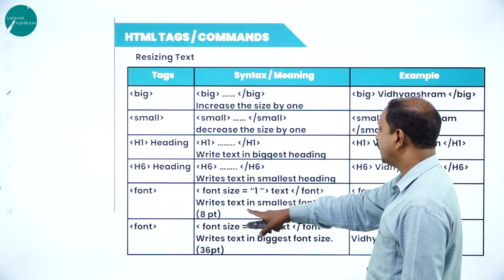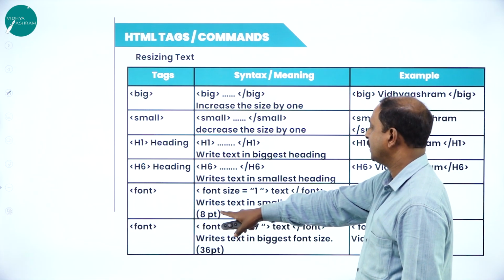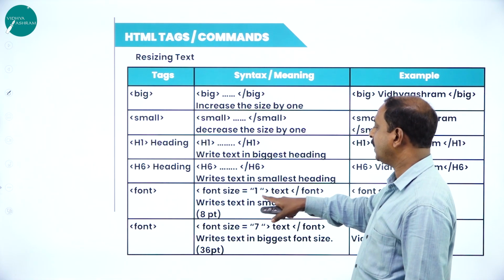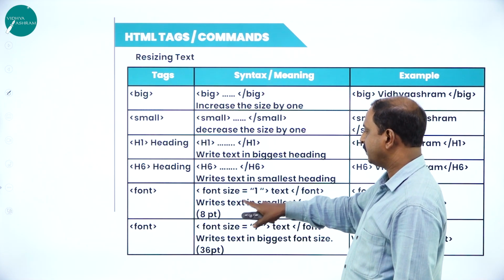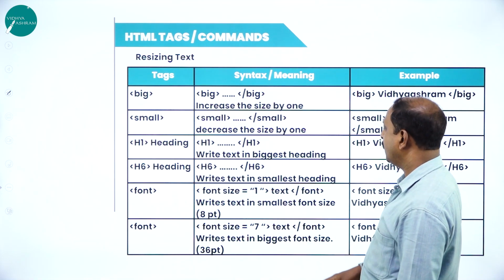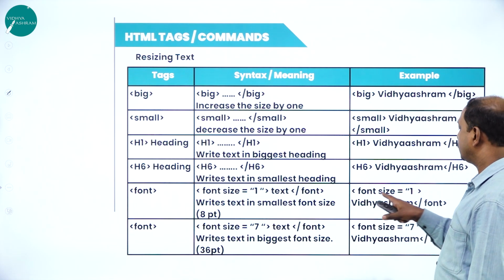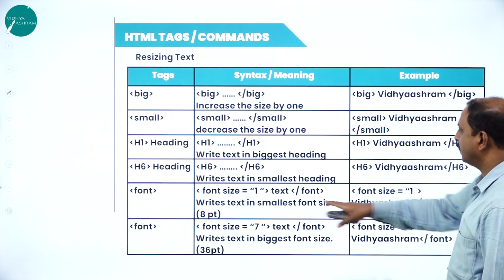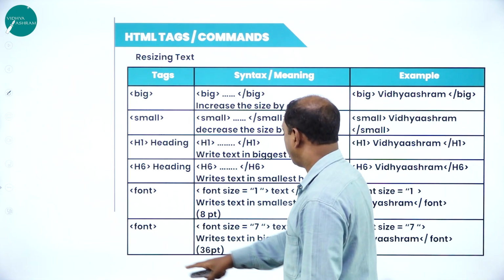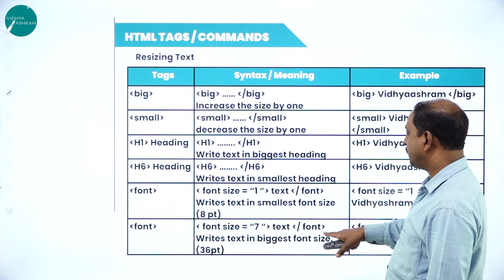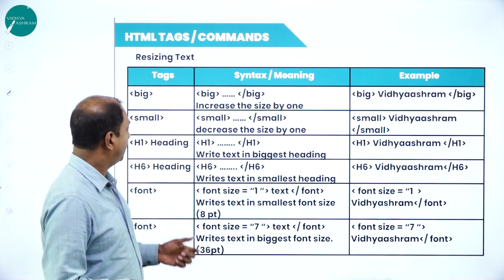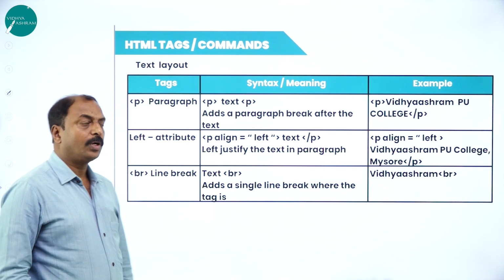It writes the text in the smallest font size, that is 8 point. If I write 1 here, it displays the font size with 8 point. That is the meaning of size equal to 1. And how do we use it? This is font size equal to 1, and the text here. Then we have to close this font tag. Next, the font tag with size equal to 7 displays the text with 36 point size. So this is the font tag. Let us move on to the next slide.